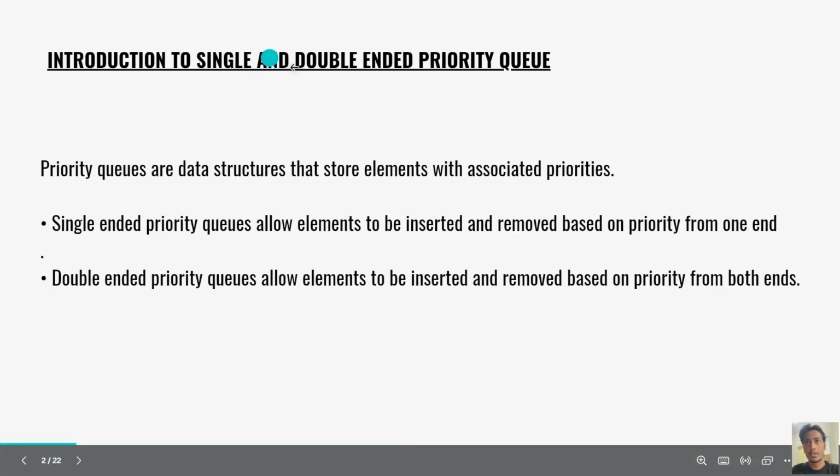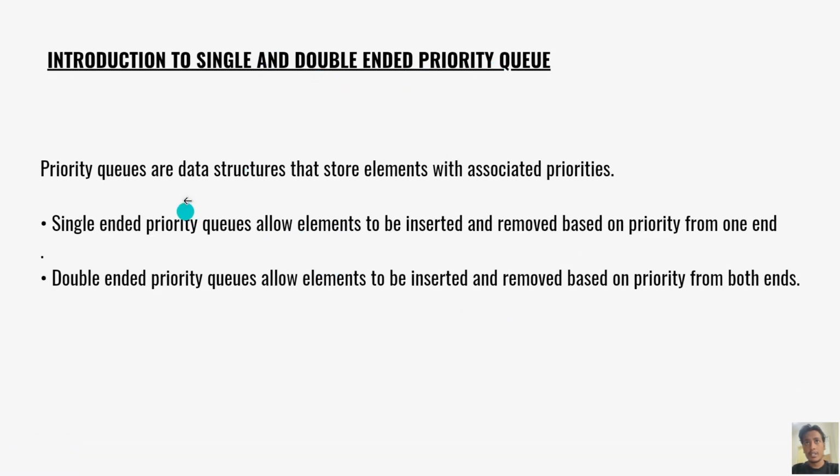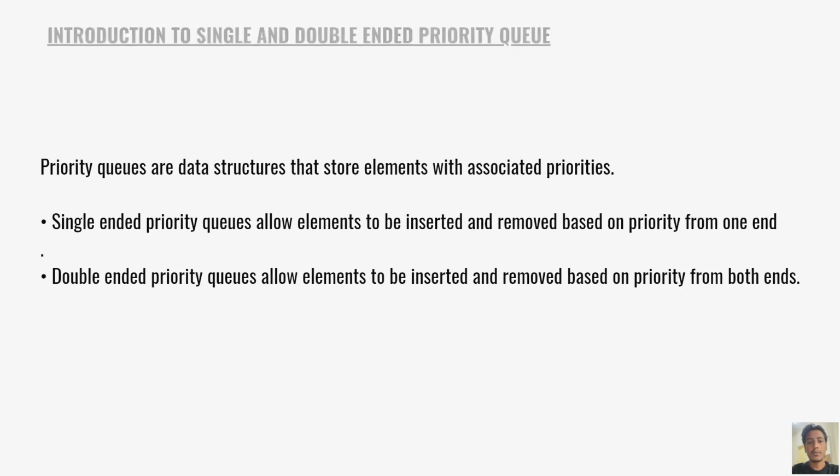Today we are going to talk about single and double end priority queues. So here is the introduction. Priority queues are data structures that store elements with associated priorities. Single end priority queues allow elements to be inserted and removed based on the priority from one end. Double end priority queues allow elements to be inserted and removed based on the priority from both sides.